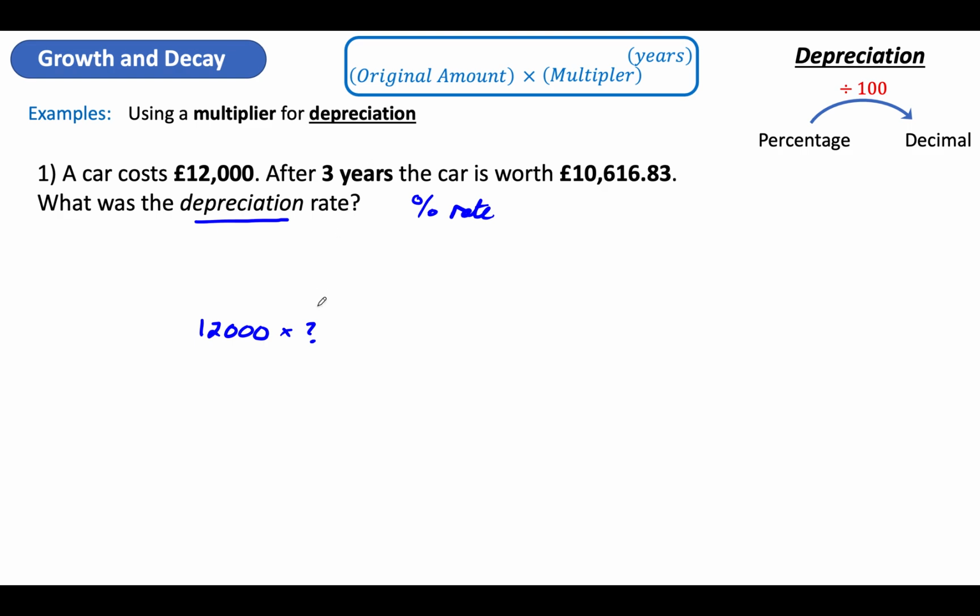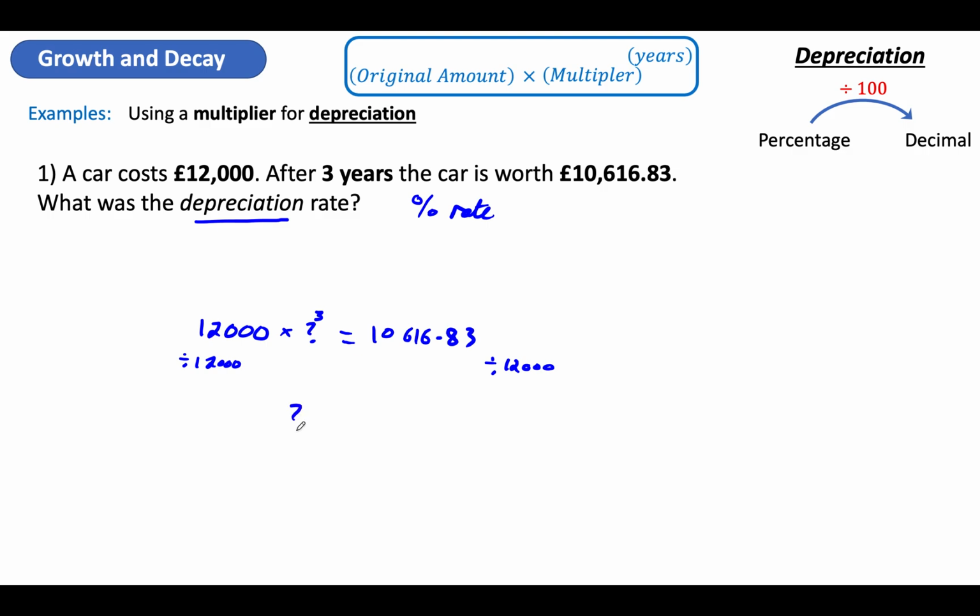And it's to the power of 3 years. So I would put that to the power of 3. And when I do that, apparently, I get 10,616.83. What I'm going to do is rearrange this to try and find this question mark, this missing number. First thing I'm going to do, instead of timesing by 12,000, I'm going to divide by the 12,000. I'm going to do that on both sides of my calculation.